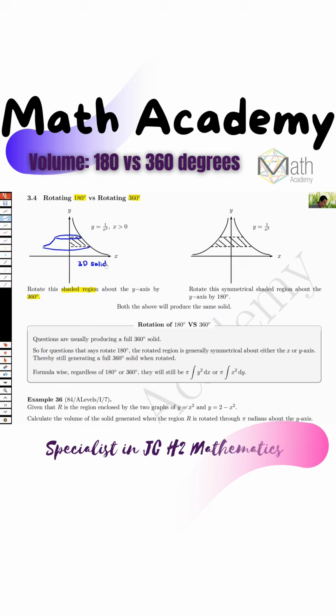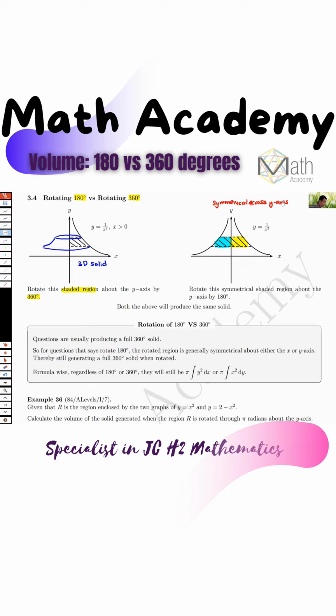However, suppose your shaded region, let me highlight in blue and yellow in these two parts. What we want to observe over here is both parts are actually symmetrical across the y-axis. And it happens that the shaded region they describe has two portions which are exactly the same, symmetrical.